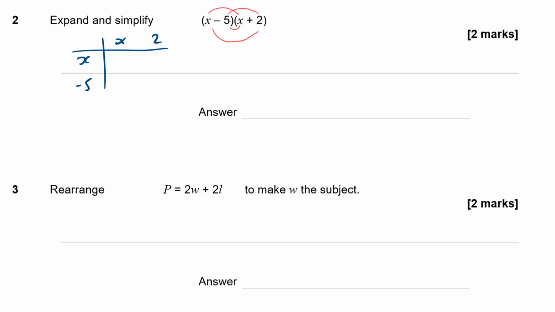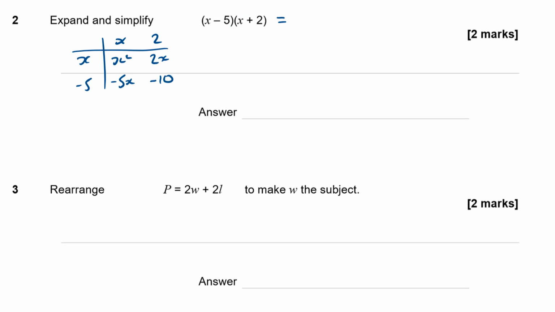So I can do it using grid multiplication. x times x is x squared, x times 2 is 2x, x times minus 5 is minus 5x, and minus 5 times 2 is negative 10. Okay? If you want to try doing it by the FOIL method instead, let me just get rid of these lines and put them in again.